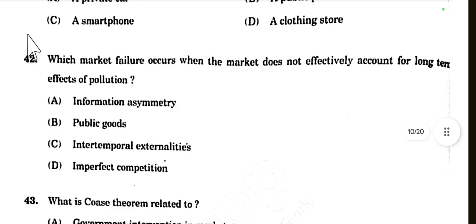Then question 42, which market failure occurs when the market doesn't effectively account for long-term effects of pollution? Information asymmetry, public goods, intertemporal externalities, imperfect competition. Which type of market failure occurs here?